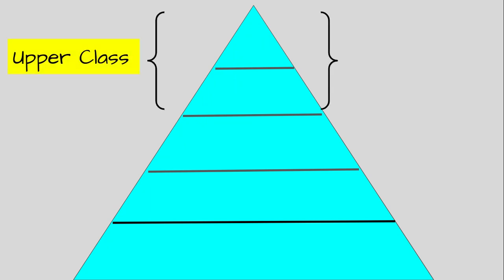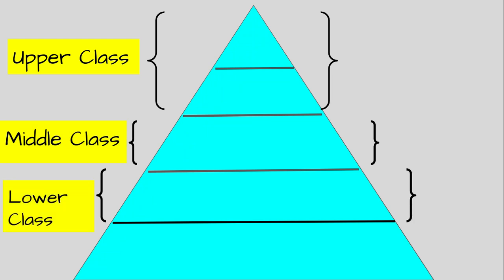First, you want to do a triangle. Then you want to do 4 lines. The top 2 tiers will be your upper class. Then you have your middle class and your low class. You can pause this at any time.